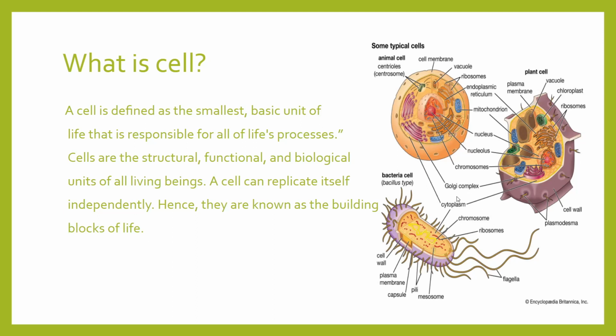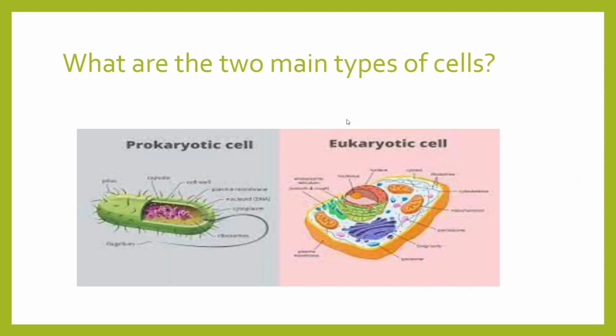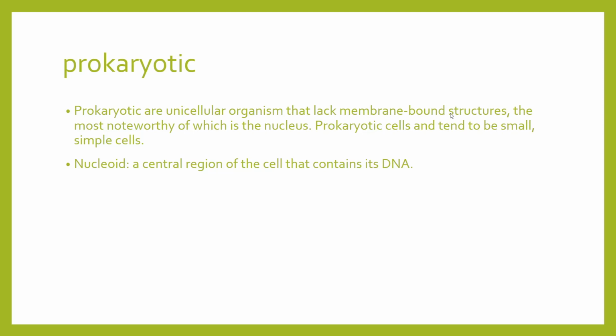And this is the picture of cells. There are animal cells, plant cells, bacterial cells, and their parts. So next is, what are the two main types of cells? There are two types of cells: the prokaryotic cell and the eukaryotic cell. We will discuss first the prokaryotic cell.